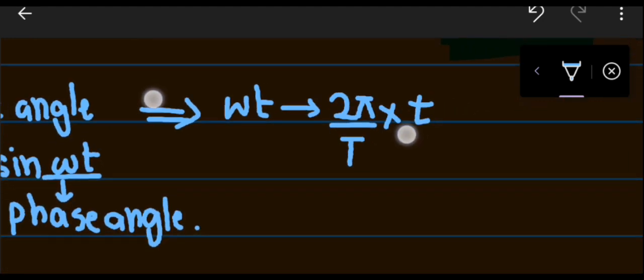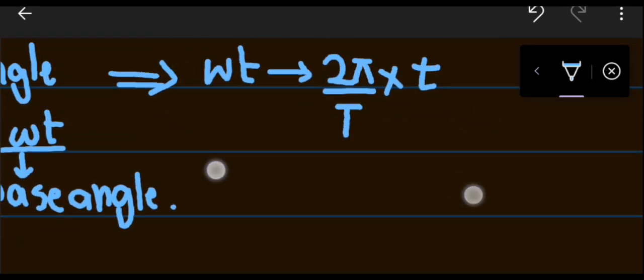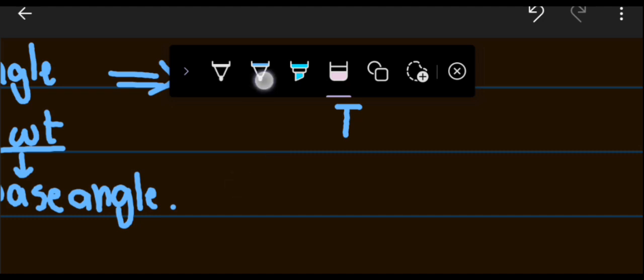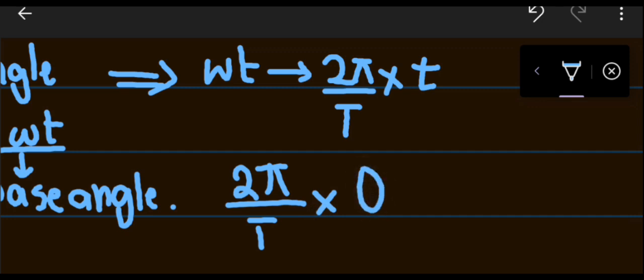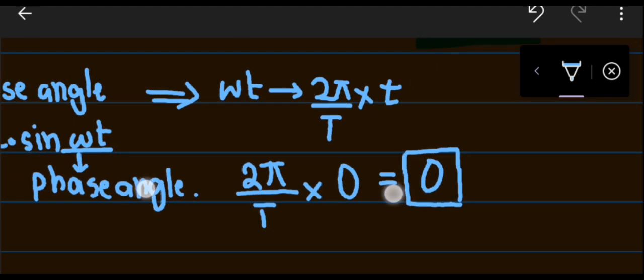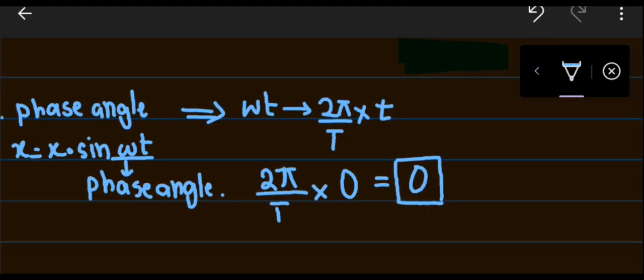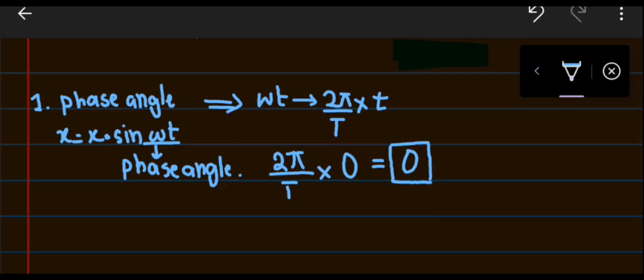Since we are going to solve part A, here time is equal to 0. So omega t is 2 pi over T multiplied by time, which is 0. So the whole term will be 0. This is the phase angle. Now you have to find the amplitude.